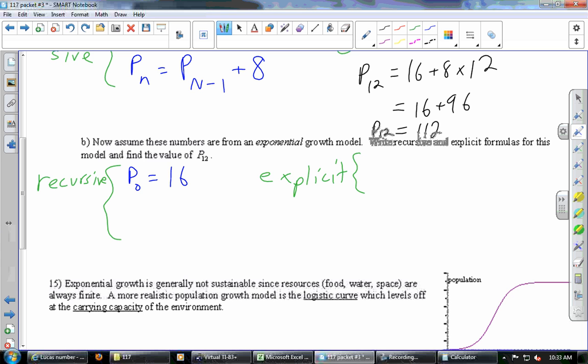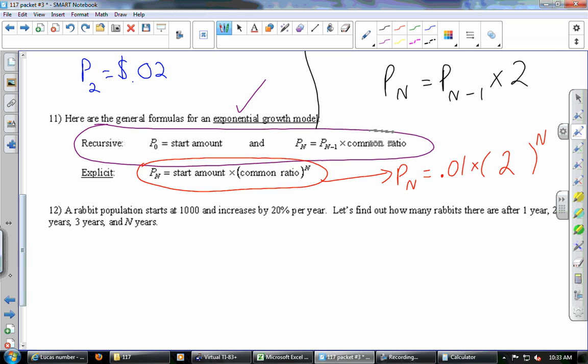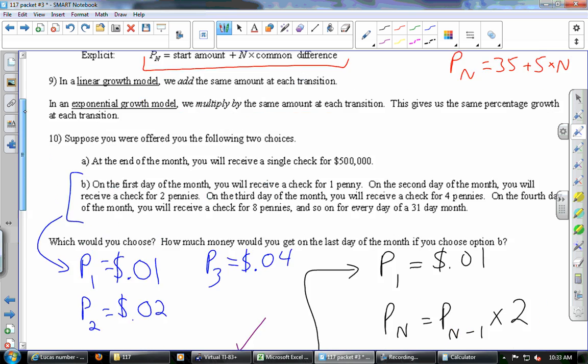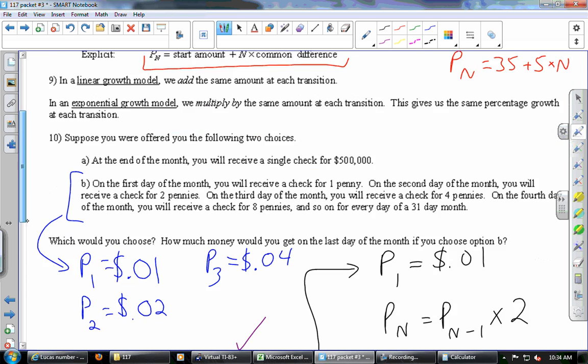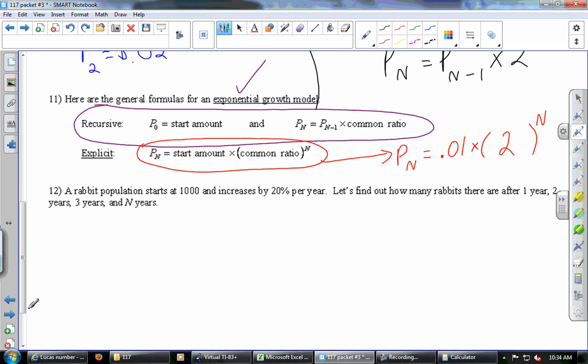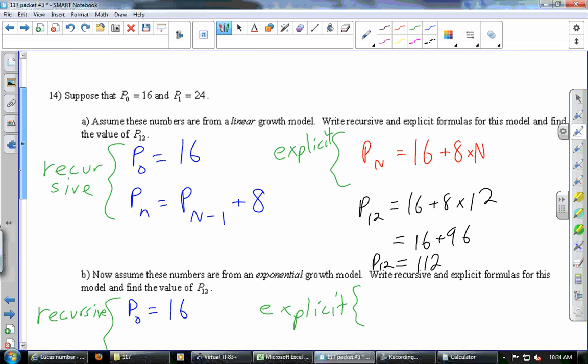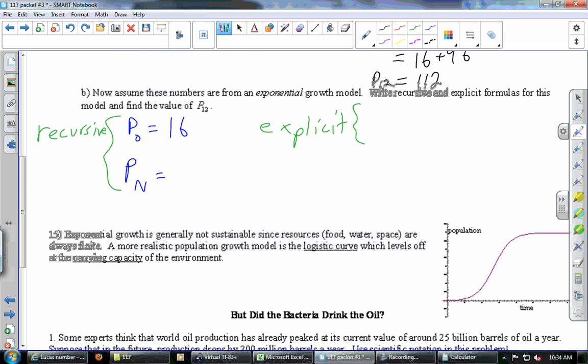16. Let's go back. Still looking at this purple recursive formula here. It says Pn equals Pn minus 1 times the magic number. Times the magic number. It's different. Take a look at the one underlined in blue. Pn equals Pn minus 1 plus the magic number. That's where you add the same thing. But in an exponential version, you multiply by the same thing. So we're going to multiply by the common ratio. So let's write that. So that formula said Pn equals Pn minus 1 times the common ratio.